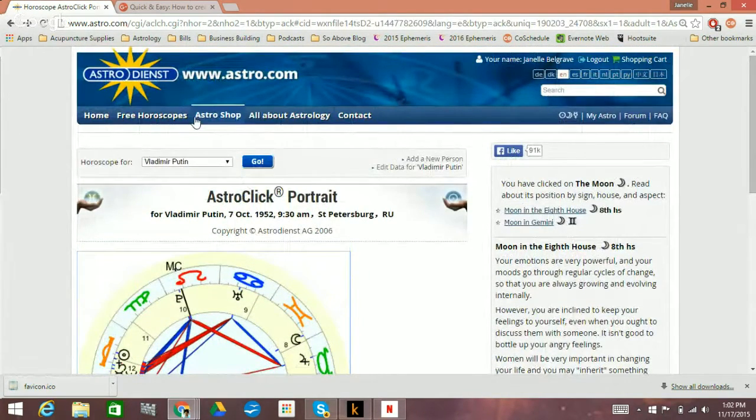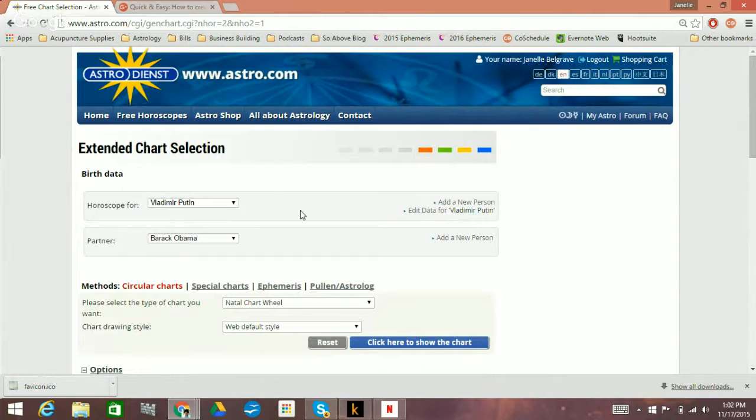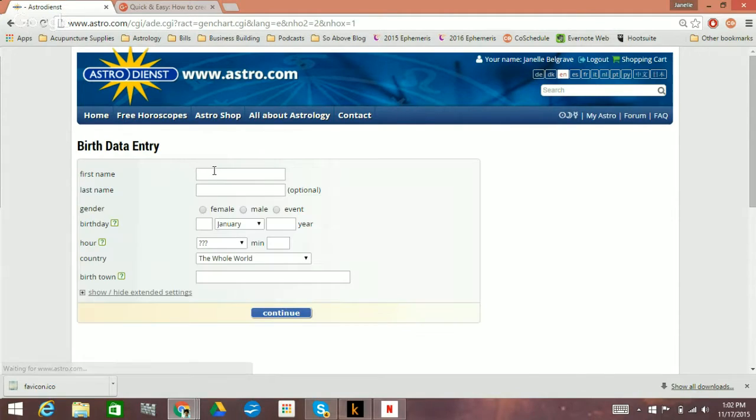But let's go back. So let's do one more chart. Let's go back to extended chart selection. I wanted to look at a chart without a birth time, for example. So let's just say we didn't have the birth time of Barack Obama. So let's add another person. Let's say Barack Obama again, but I'm going to say 2.